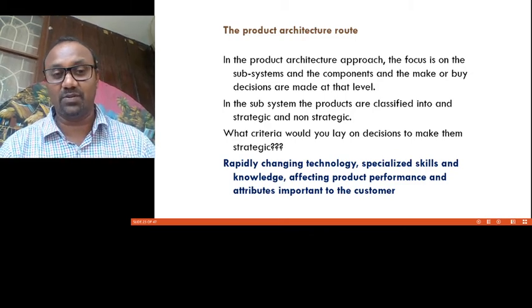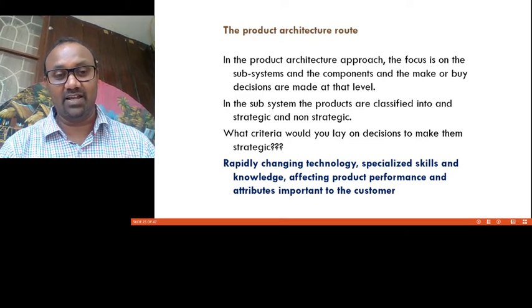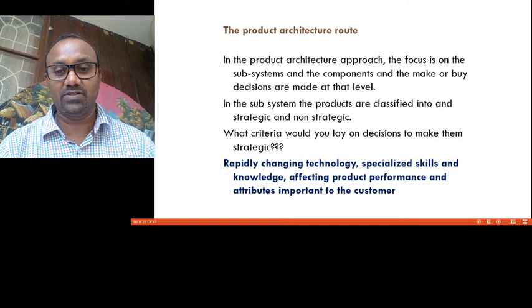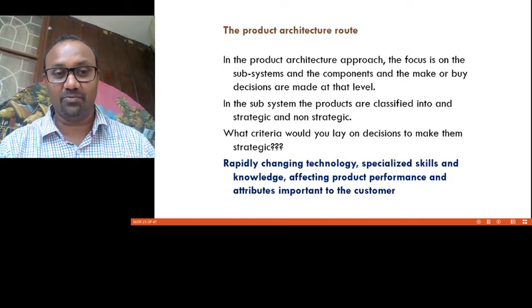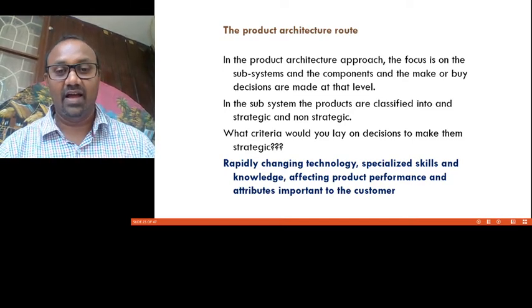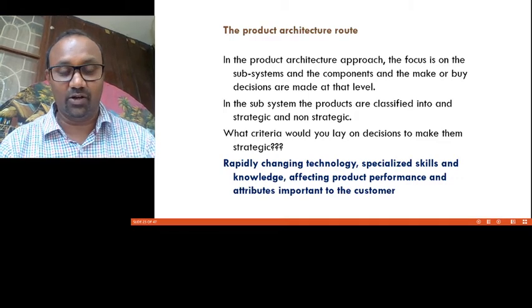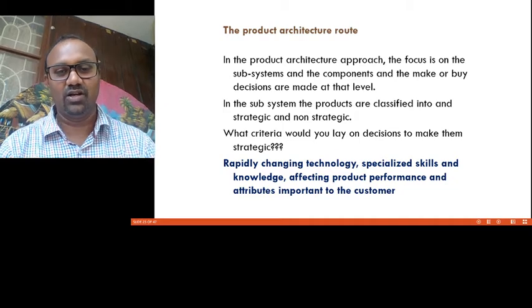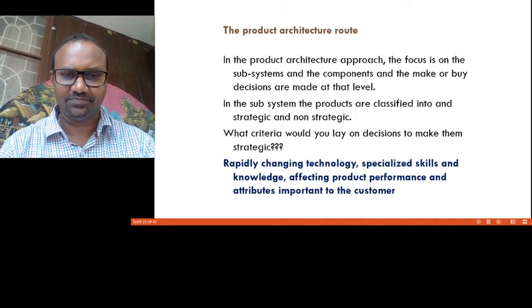So you break that down into subsystems and various components, and then you decide which component you are going to make yourself and which component you are going to outsource. In the subsystem, the products are classified into strategic product components and non-strategic ones, and then based on that, you decide to keep what is strategic, and what is non-strategic is what you will outsource to other vendors and partners.